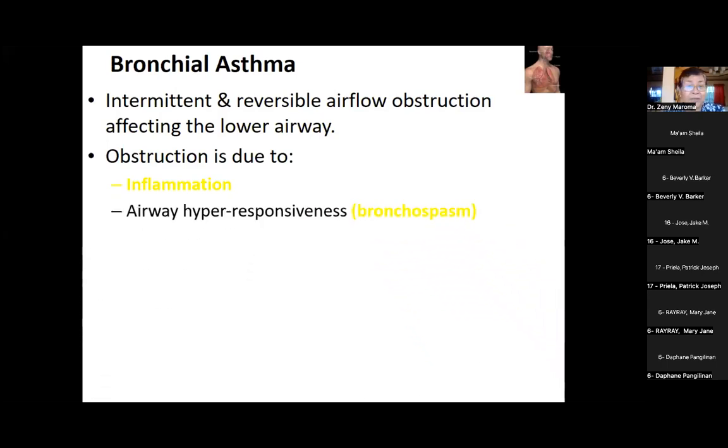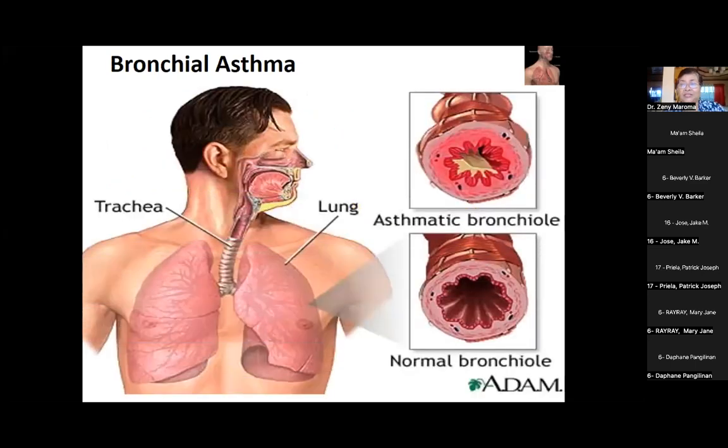There is hyper-responsiveness, meaning there is bronchospasm, there's bronchoconstriction. So ito yung ating airway, all right? Ito yung normal bronchial. The airway is patent, walang bara. So take a look dito, sa asthmatic bronchial. There is an airway obstruction.